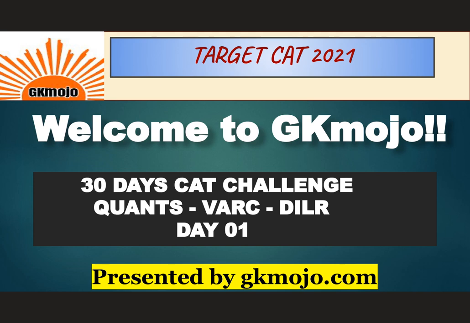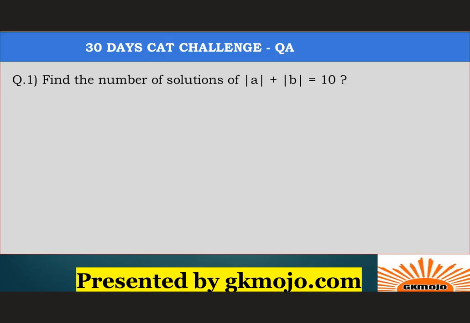Let's get started. Let's have a look at the first question, a classic question, which you should be solving by either the conceptual method or the formula method. The formula method, very few people know, and I'm going to explain why it works. Modulus of A plus modulus of B is equal to 10. Find the number of solutions for this particular equation.